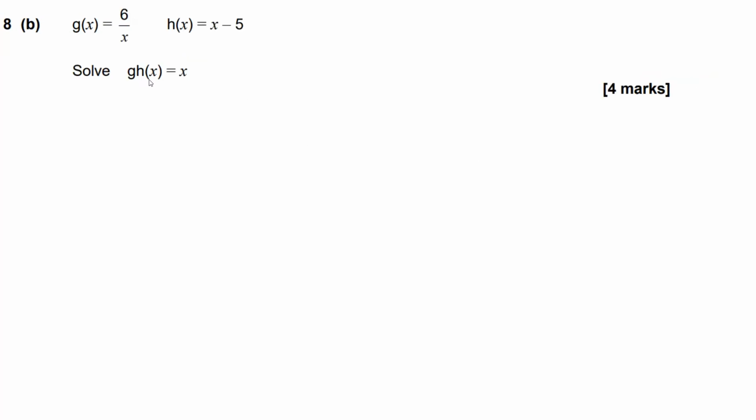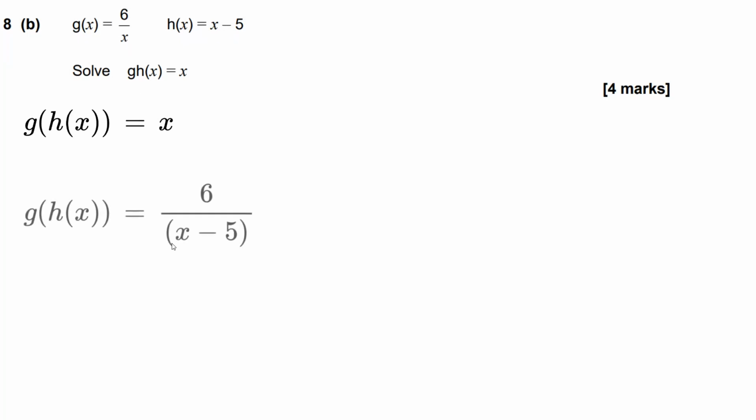Here, gh of x is just saying g of h of x, like this. So it's saying whatever's in the x in g of x, you want to replace that with whatever's in h of x. So put this into here and set that equal to x, like this.